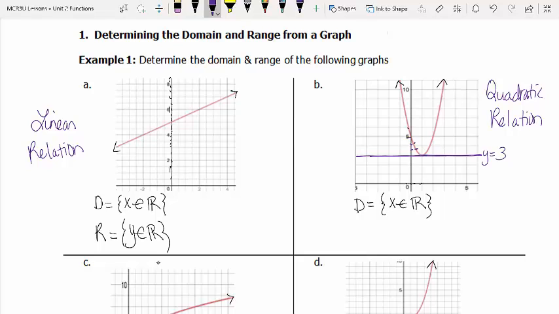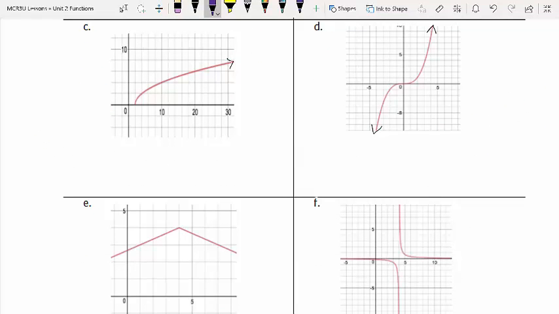So we could say the range for this function is an element of the real numbers as long as y is greater than 3. Any real number greater than y equals 3 will generate a point on this graph. So our range for this function is y is an element of the real numbers, but then there's a restriction: as long as y is greater or equal to 3. Part C is the square root graph.